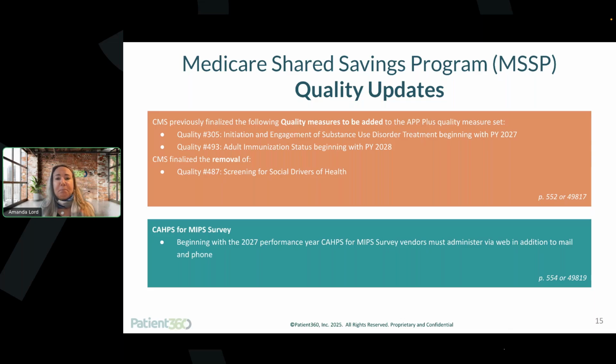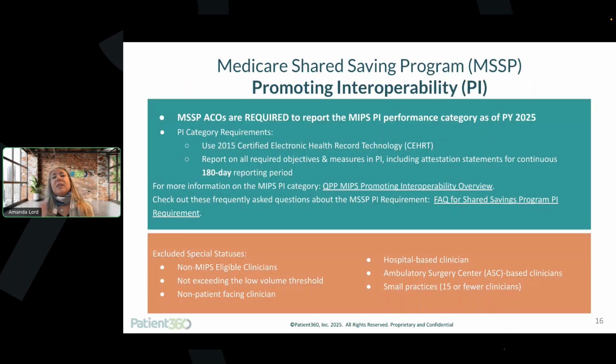Okay, next slide. Oh, PI. I think everybody knows about PI, but I wanted a placeholder here just to remind folks. So it was previously finalized for 2025 that the promoting interoperability category is indeed required for MSSP ACOs. Why did CMS do this? So they're trying to better align SSP certification requirements with the MIPS PI requirements in order to report on the promoting interoperability category. So a lot of you probably know this, but if you don't, great, you can come back here and take a look at it.